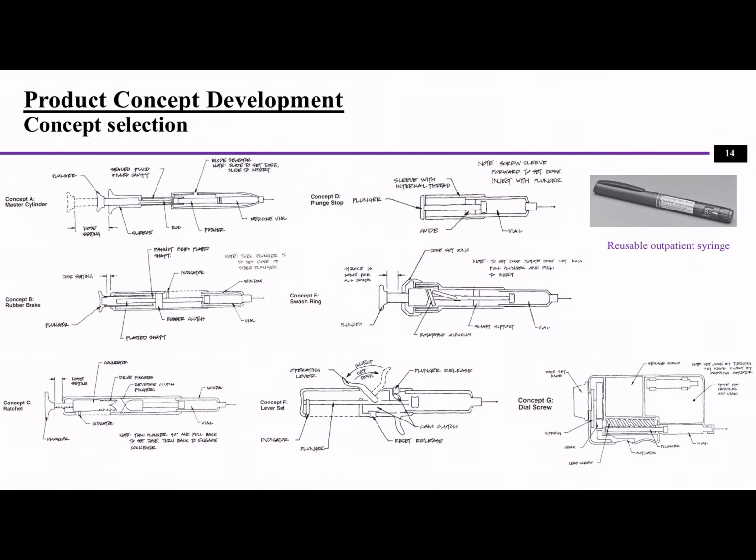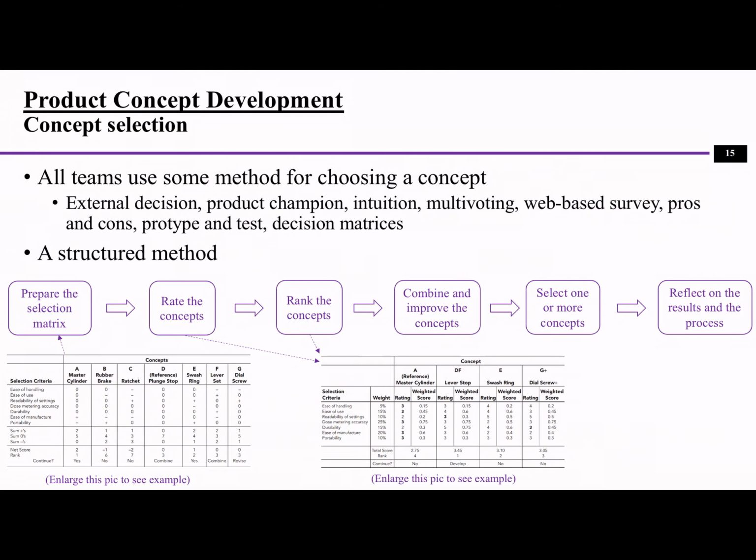All right, now once you have different product design concepts, the next thing is to select a concept. So this is one example for concept selection. For example, they are designing a reusable outpatient syringe, right? For the reusable outpatient syringe, they came up with seven alternatives or seven concepts. They're all drawn here. Now the next job is, how do we find out what kind of concept we should pursue, or should we have further investigation?